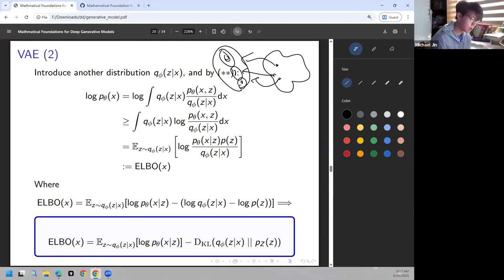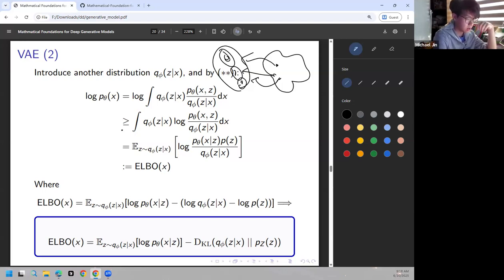So the log likelihood of P of theta is the log of the integral of Q phi z given x times P theta of the joint distribution of x and z over Q phi, right? Why are we doing this? Because we want to perform Jensen's inequality so we can transform it to a better expression, which is the evidence lower bound, right? We still perform Jensen's here, right?